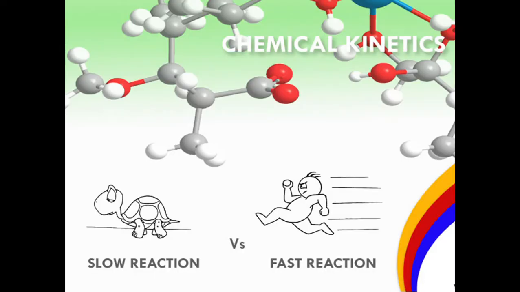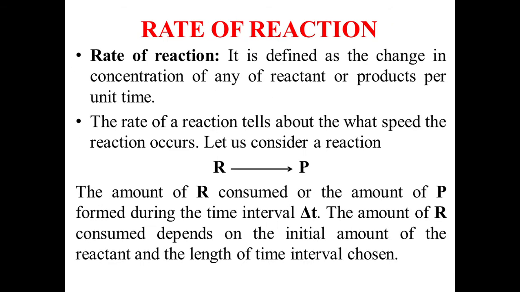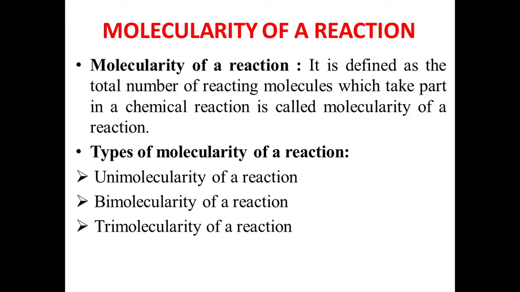In the previous video, we studied chemical kinetics. In that, we studied the definition of chemical kinetics, definition of rate of reaction, unit of rate of reaction, definition of molecularity of a reaction, and types of molecularity of a reaction. There are three types of molecularity of a reaction: unimolecularity, bimolecularity, and trimolecularity of a reaction. Today we will discuss them one by one.